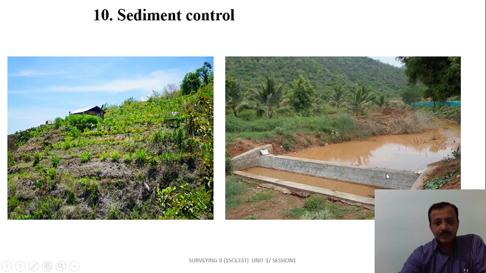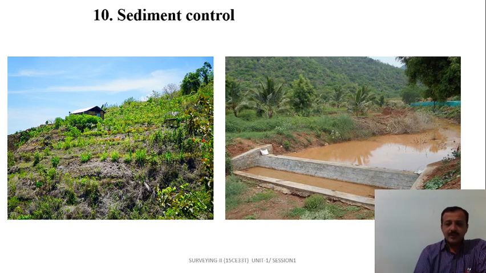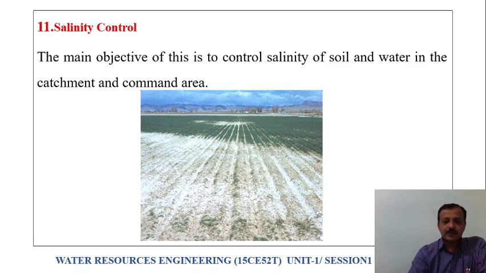These are the percolation ponds. We are going to construct this type of percolation ponds. By constructing this type of percolation pond, the sediments will be retained here itself, and these sediments can be used for agriculture purposes. Also, if they store water here, the water impounds into the soil, and you can improve the availability of water in the soil. Moisture control can be improved. The salinity control.